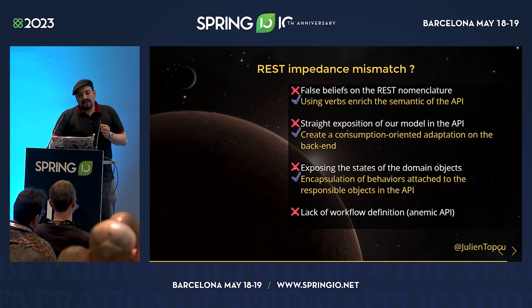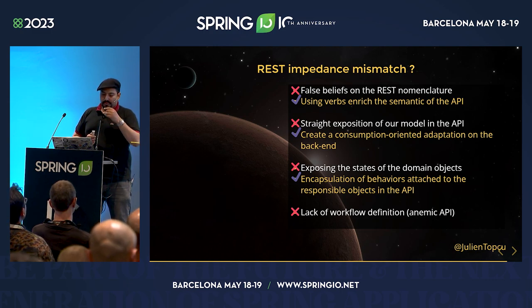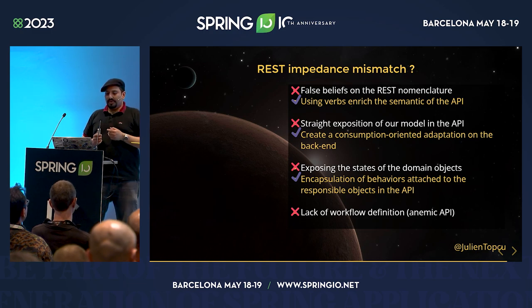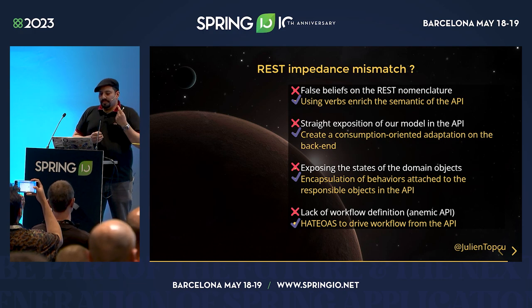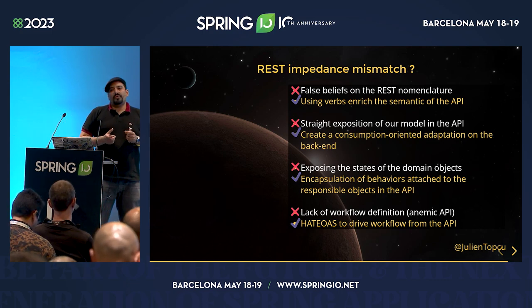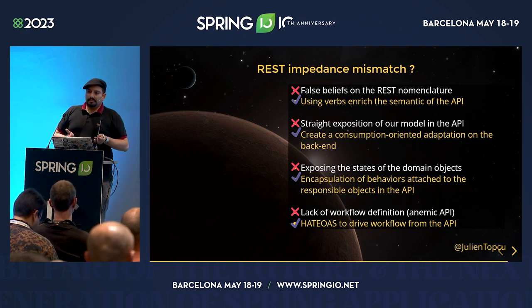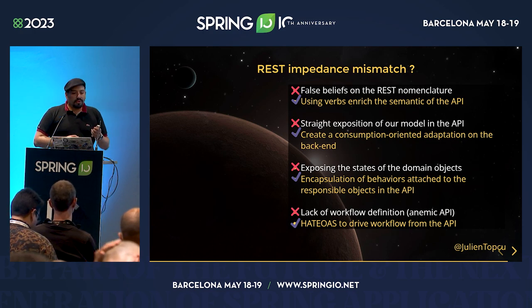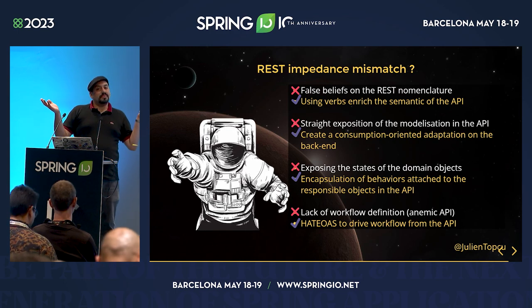And we had a lack of workflow definition. The API was anemic inside the payloads, I mean, regarding the workflow. And with HATEOAS, we are able to drive the workflow from the API with that hide-and-seek game with the links. So it means that the frontend or the consumers can't make any mistake regarding workflow. And with all this, you will be able to get back the business intent inside your API.